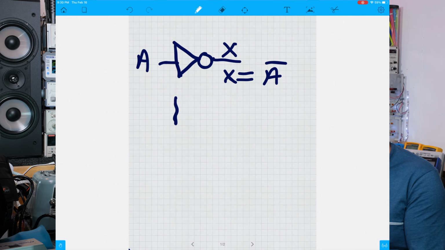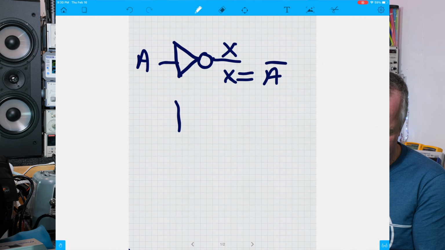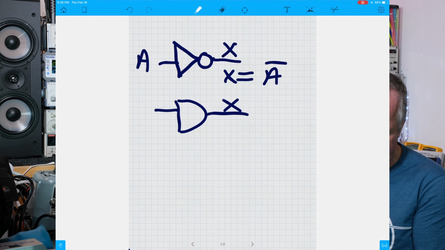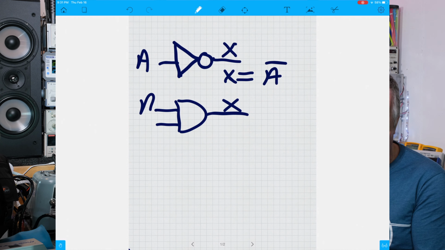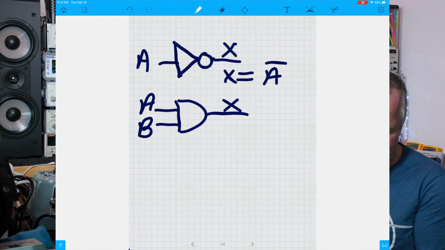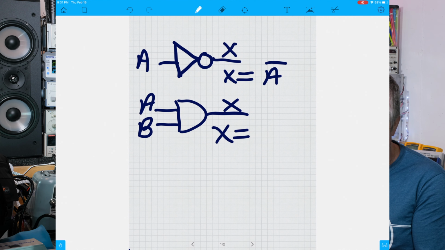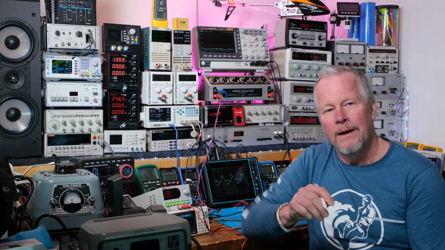Alright, so now let's look at the next gate. Let's draw a straight bar. There's our output, and we're going to say it's an X. And for the input, we're going to put 2. It could be 3 or more, but 2 inputs are the most common. So A and B, and the output is going to be X equals A and B.